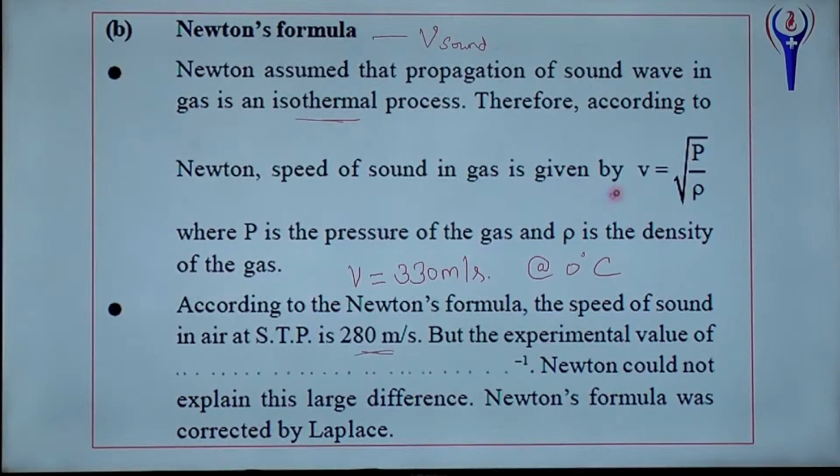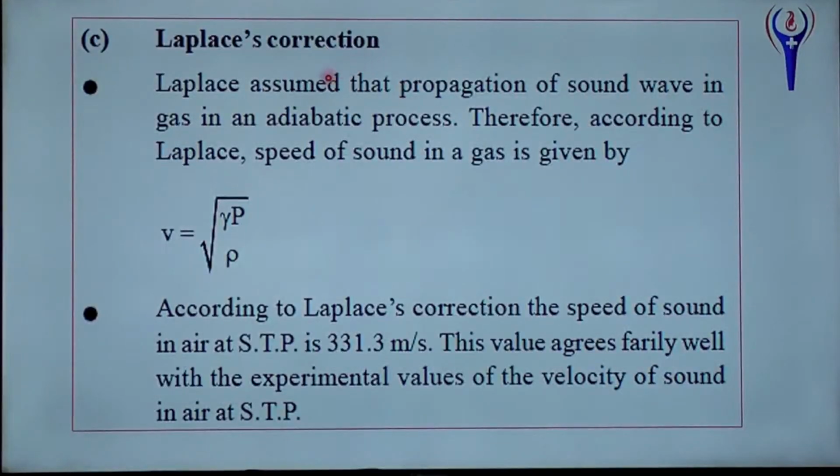So V equal to square root of P by rho. He modified it slightly, it is not just root of P by rho, something is added. Then only we will get 330 meter per second. As per Newton, we only got 280 meter per second. Laplace correction, also called Laplace formula, is V equal to square root of gamma P by rho. Gamma we studied previously, gamma equal to Cp by Cv, and for air it is 1.4.